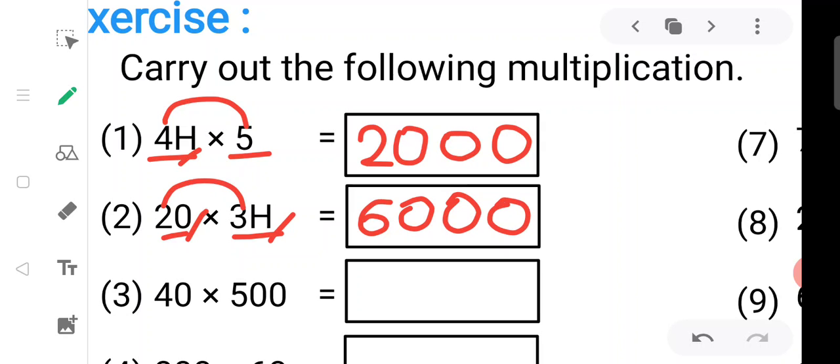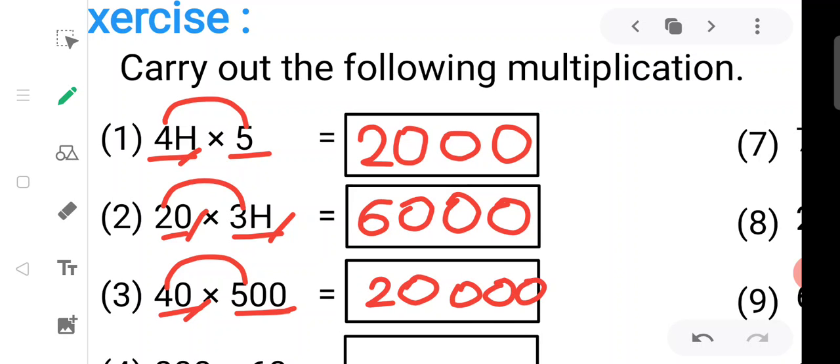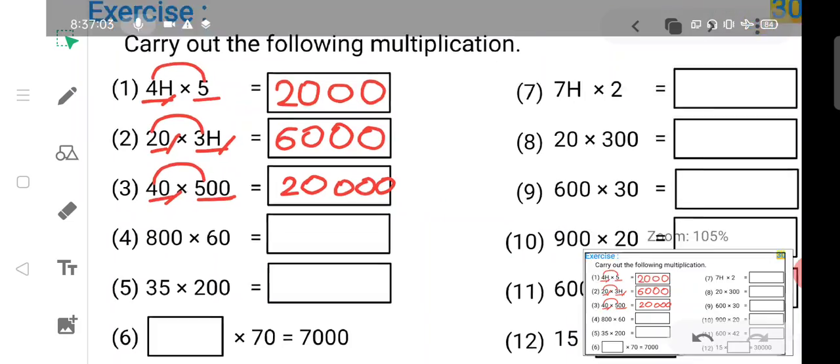Now, we have to multiply 500 by 40. So, here first we multiply 5 by 4. 5 4s are 20 and then we write 3 zeros in front of 20, 2 zeros from 500 and 1 zero from 40. Now, see the next one.